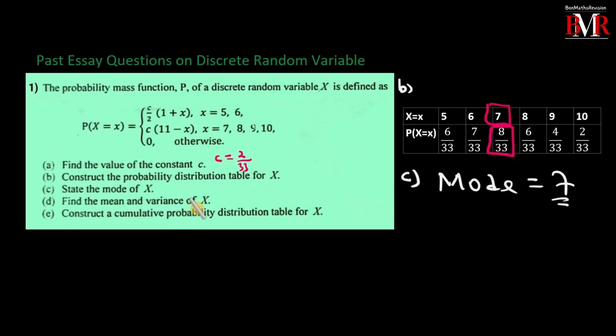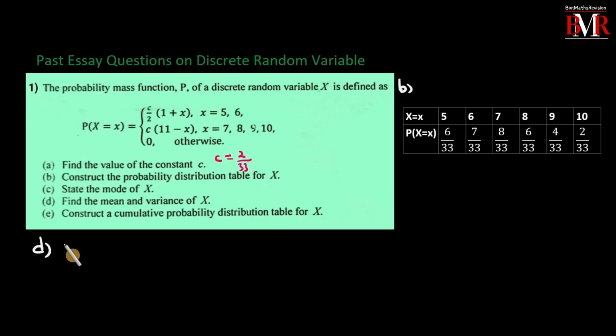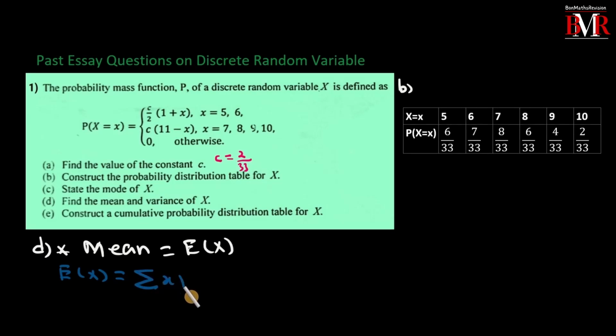D. Find the mean and variance of x. To find the mean, I need to state the formula, but you know, mean is the same as the expectation of x, and the formula for the expectation of x is equal to the summation of x times the probability of x for all values of x. I know all values of x here are from 5 to 10. That is the summation from x equals 5 to 10.